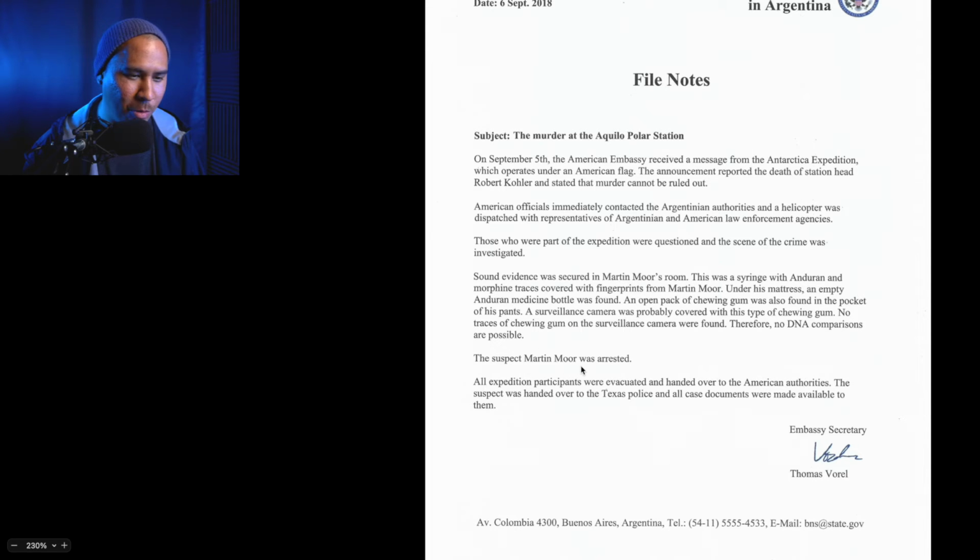The suspect, Martin Moore, was arrested. All expedition participants were evacuated and handed over to the American authorities. The suspect was handed over to the Texas police, and all case documents were made available to them. Embassy Secretary Thomas Vorel.